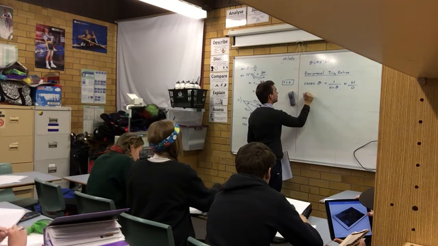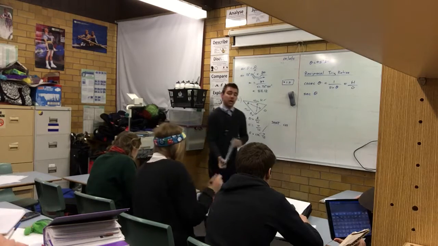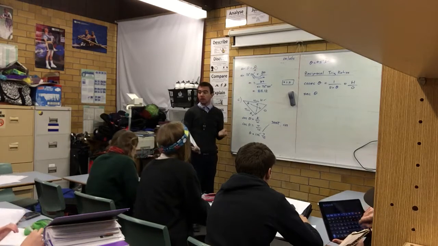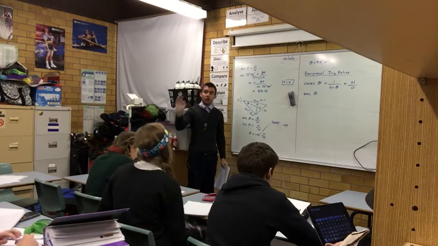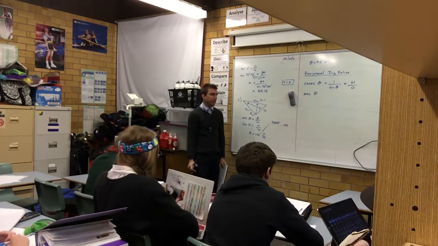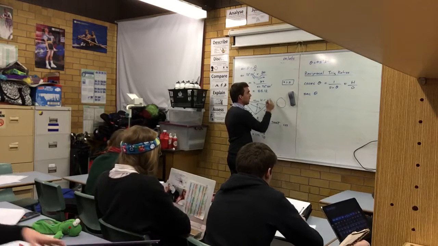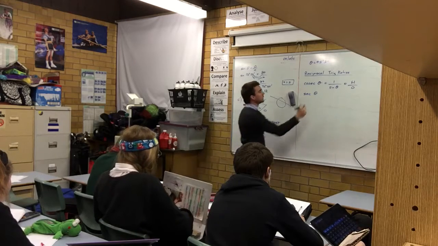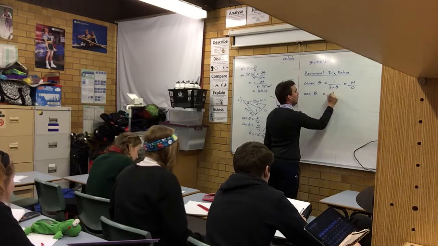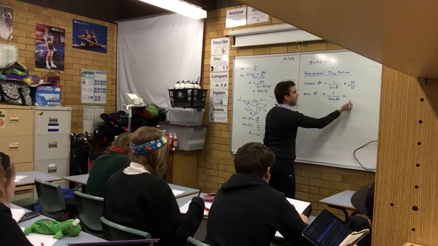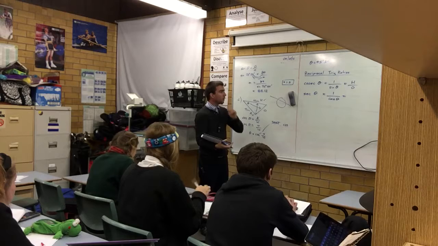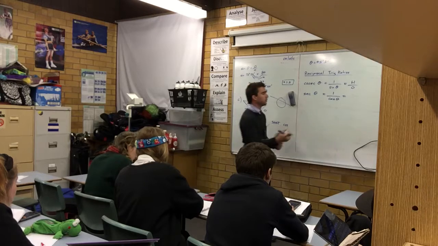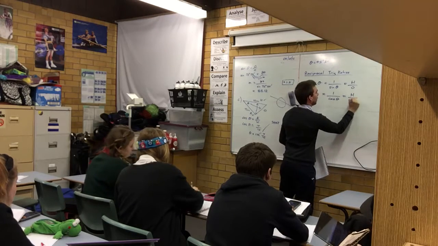Alright, next one is called sec theta, and sec is short for secant. So Extension 1 students, you know what a secant is. For Mathematics students, a secant is a line that cuts the circle at 2 places. If I do a circle and draw a line, the 2 places it intersects, that's the secant. So sec theta is equal to 1 over cos of theta. Cos of theta was adjacent over the hypotenuse, so we flip that over and we get the hypotenuse over the adjacent.